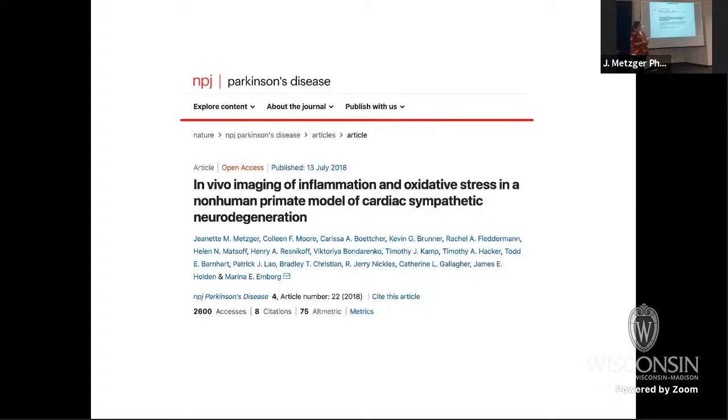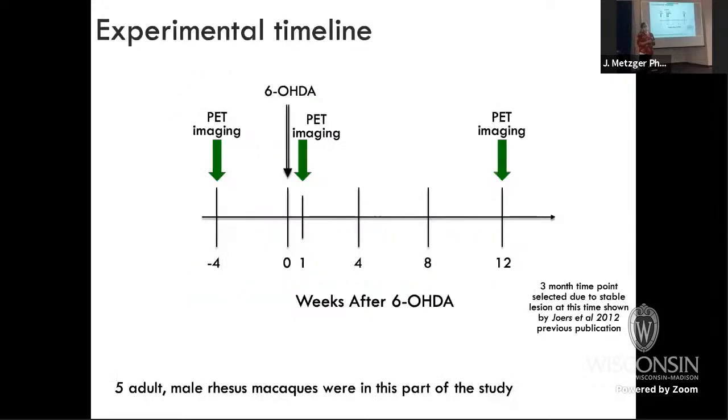So this work was all published in 2018 in Nature Parkinson's Disease. This is covering in vivo inflammation and oxidative stress markers in our non-human primate model. And the timeline that was used in this study is shown here.